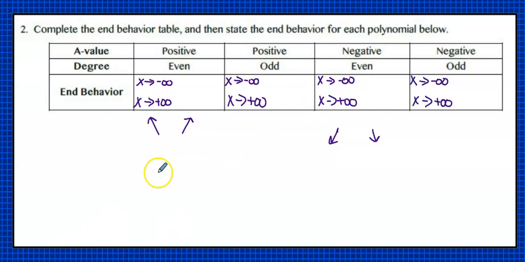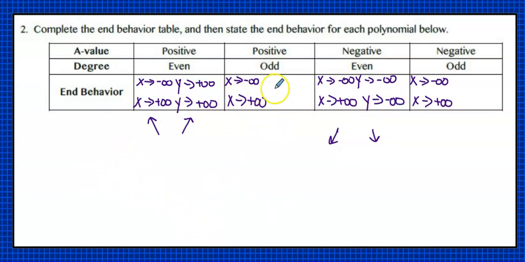So let's look at what our y's are doing. On a positive even, you've got both arrows pointing up. So obviously both y's are increasing or approaching positive infinity. So positive even, both of your y's approach positive infinity. And then negative even, both of them approach negative infinity, because both of those arrows are pointing down, which for our y's is a negative direction.